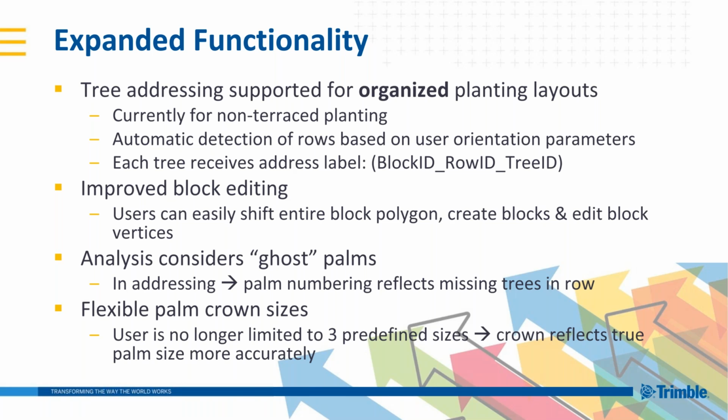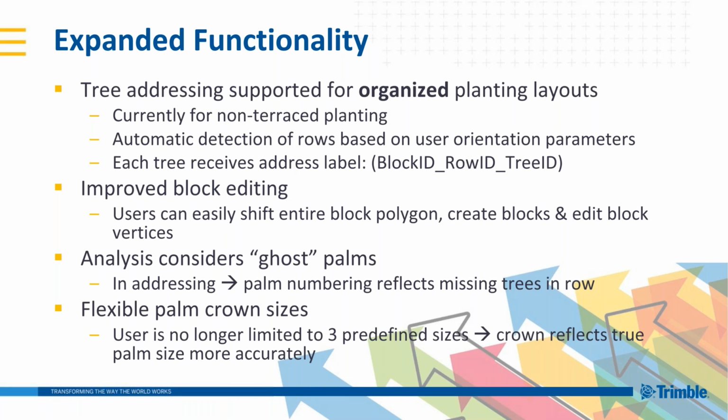In terms of the expanded functionality, this palm addressing, so we support this for, what I'm saying, organized flat plantations. The addressing is not available for any of the terraced plantations yet, so keep that in mind. There's an automatic detection of the rows based on user orientation parameters. And each tree receives this label that I mentioned earlier: block ID, row ID, and tree ID. And we also consider the ghost trees, so any missing trees that were not planted for various reasons are considered when assigning this address label.